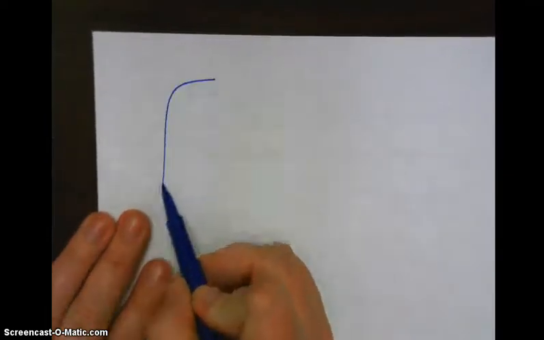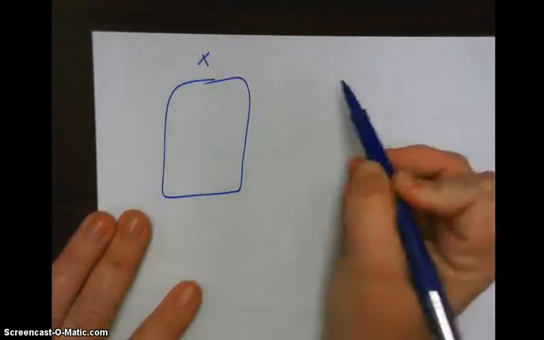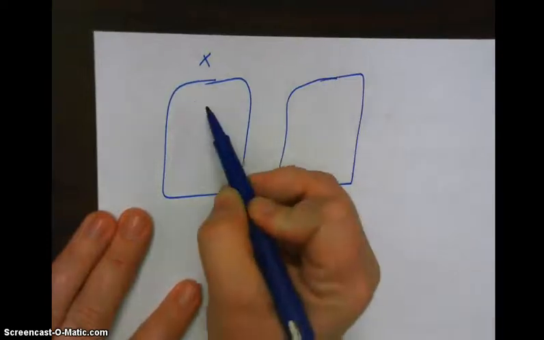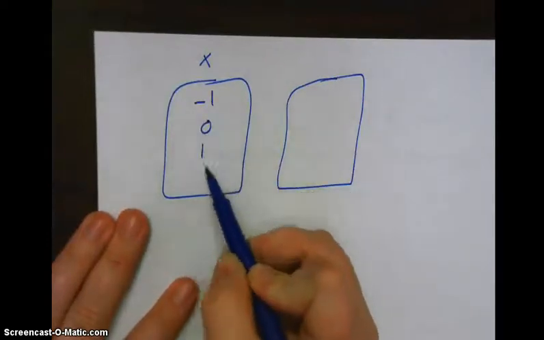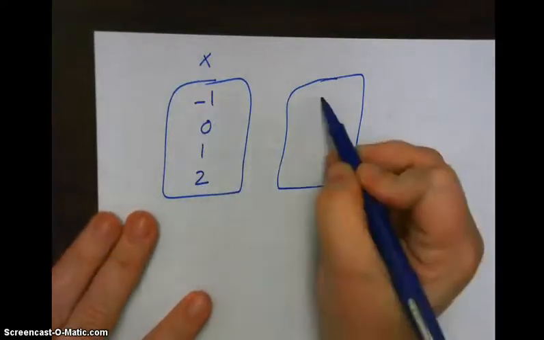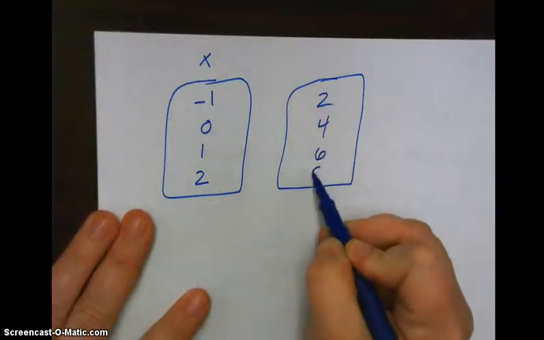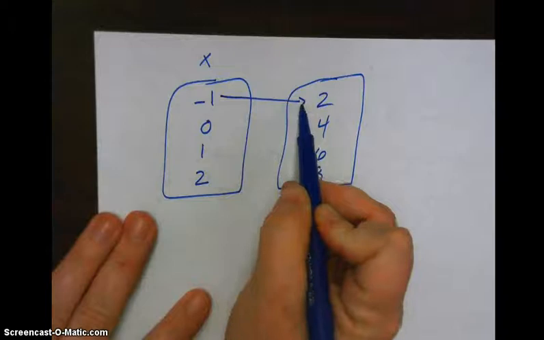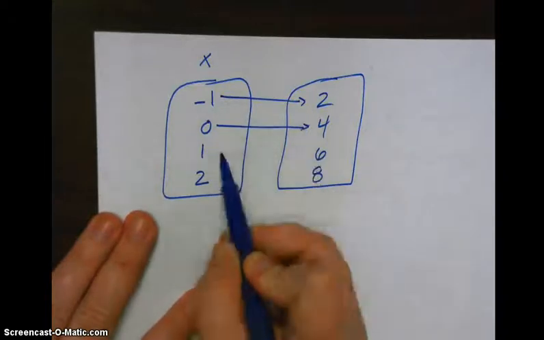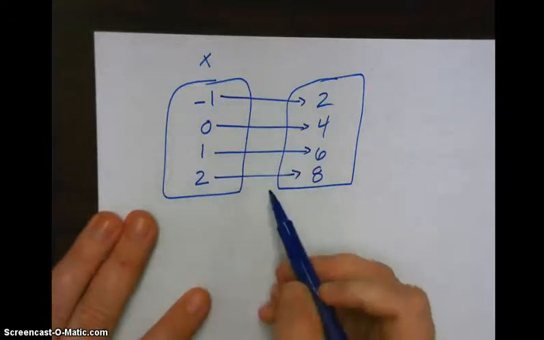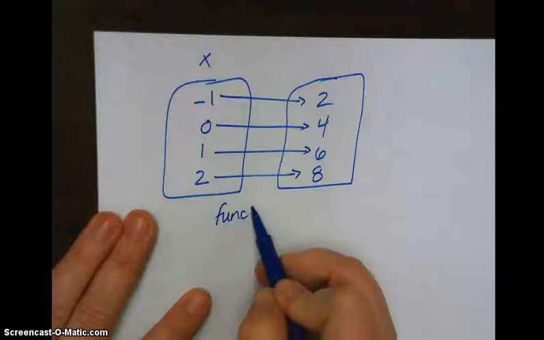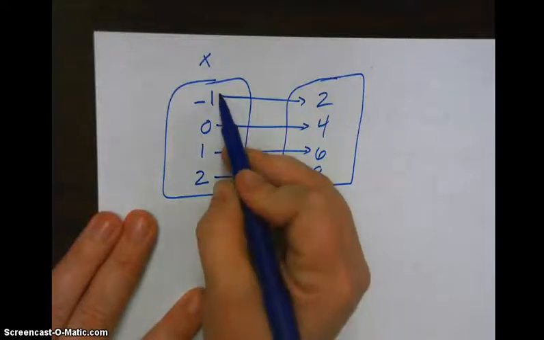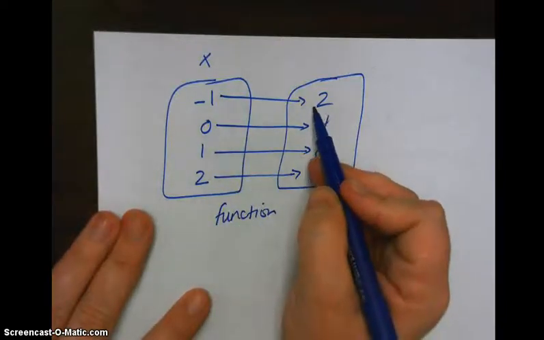There's another style that we can look at. It's called mapping. So we can have a list of x values and a list of y values. For instance, -1, 0, 1, 2 for x values and 2, 4, 6, 8 for y values. Each x value can only go to one y value. So this is a function because we can tell that the lines from the x only go to one y.